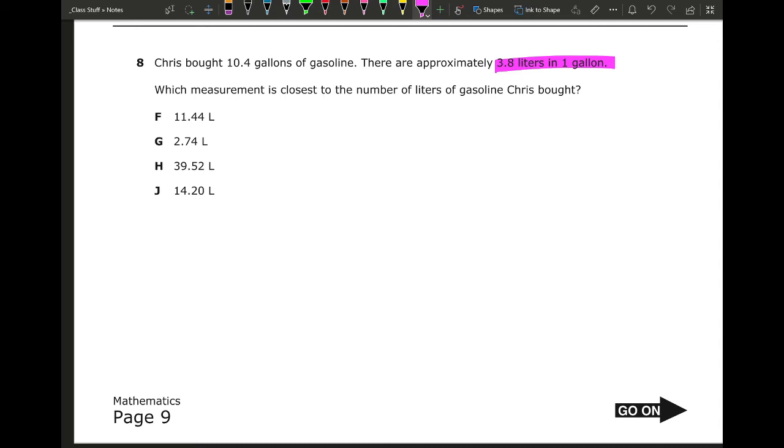If you go from customary to metric, you multiply. But if you go from metric to customary, you divide. So in this case, we're going from customary to metric, so we're going to have to multiply by the factor. And the factor in this case is that right there. I purchased 10.4 gallons, and every gallon equals 3.8 liters. It's approximate, so all we have to do is multiply by 3.8.